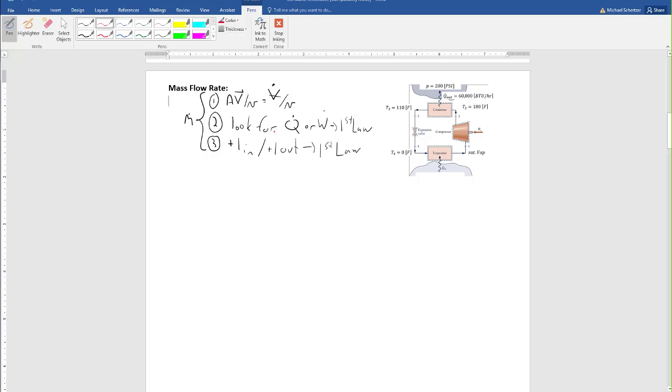So in this problem, we don't know anything about areas or volumetric flow rates. We could find specific volume information. We also don't have any components that have more than one inlet or more than one outlet. But we do have a given value of a heat transfer rate. So over here, we know Q dot out is 60,000 BTU per hour. So this means I can do a first law analysis on the condenser.